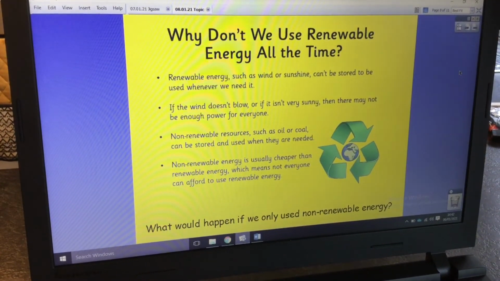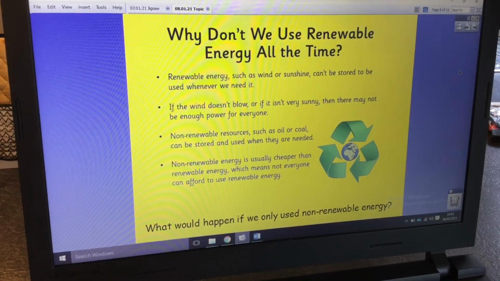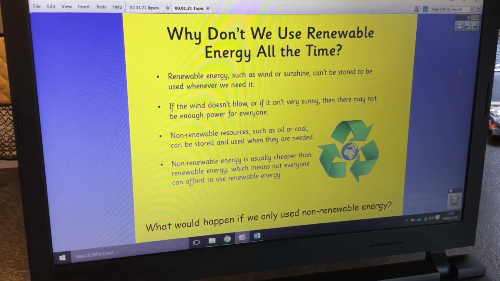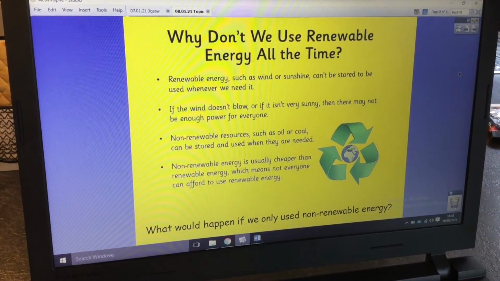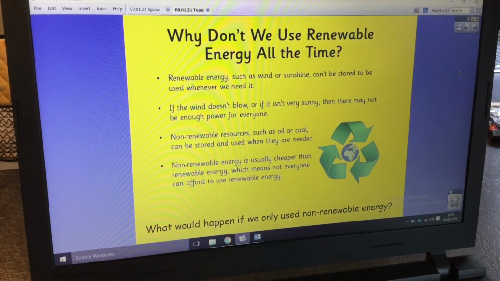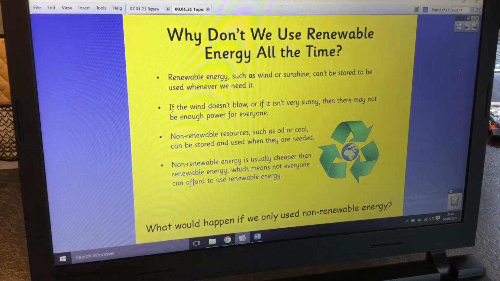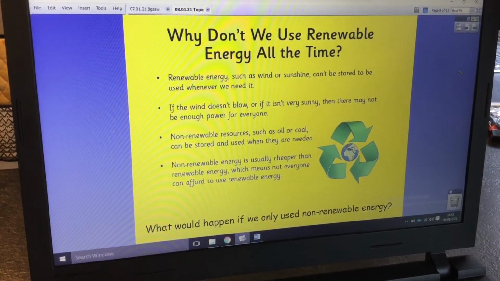power on those days. Non-renewable resources like oil or coal can be stored and used whenever they're needed, so we can save those and use them for days when maybe we might need them later. And non-renewable energy is usually cheaper than renewable energy, which means not everyone can afford to use the renewable energy.